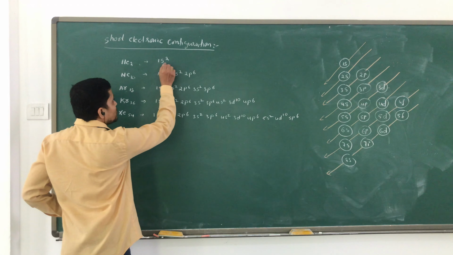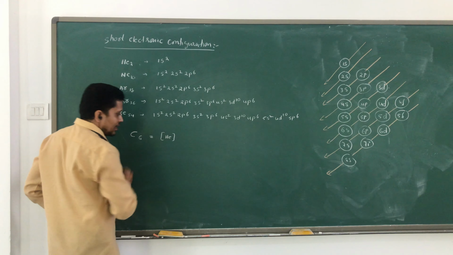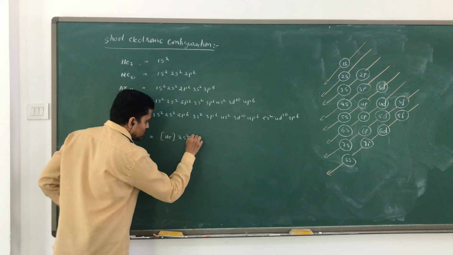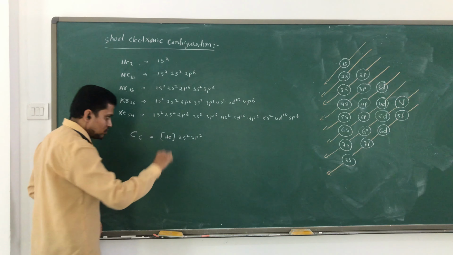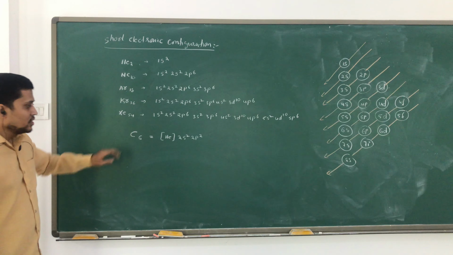So instead of writing 1s2, we write only helium, and the remaining we write as the electronic configuration: 2s2, 2p2. This is the short electronic configuration of carbon.